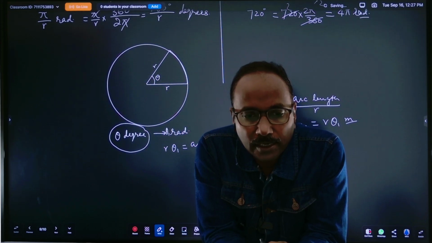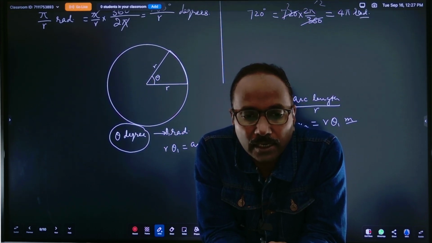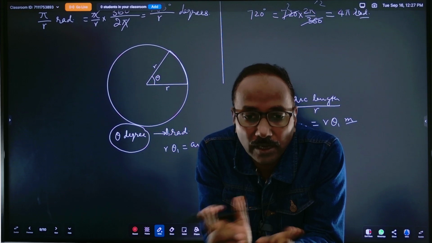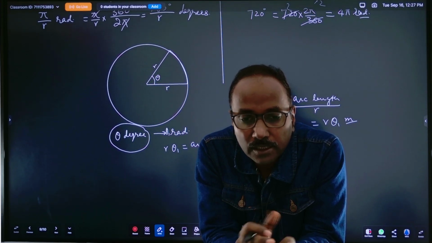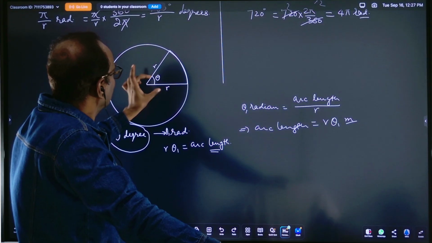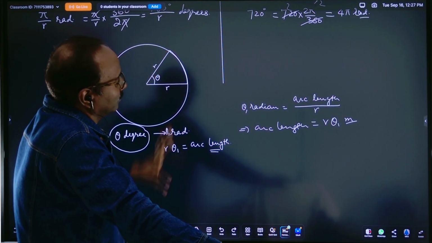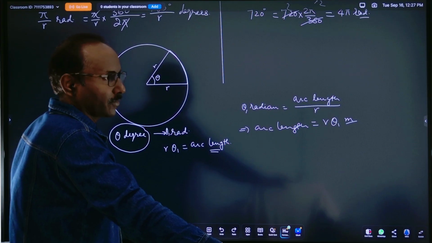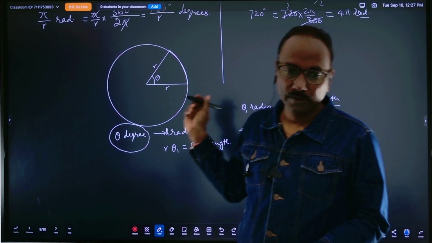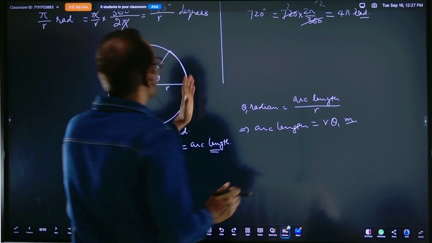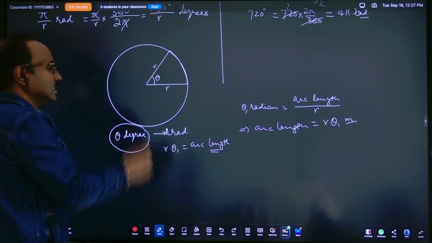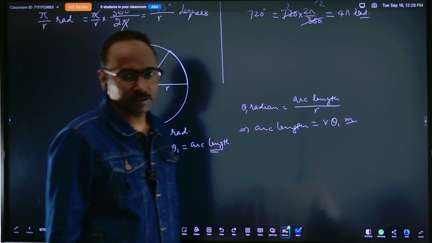So if a circle's radius is given and an angle, and the angle is given in radian, not in degrees. If it is in degree, you have to convert it into radian. Then you can easily get the corresponding arc length. So radian has been discovered for this purpose, so that we can easily know the arc length if the angle is expressed in terms of radian.